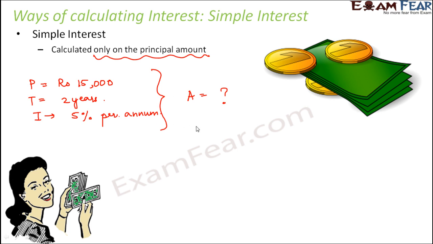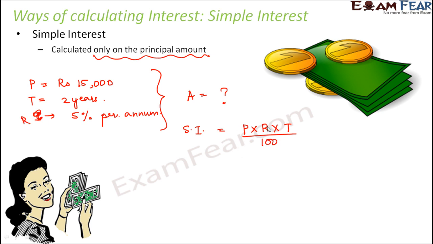In this case, first of all, we have to calculate the simple interest. Once we are able to calculate the simple interest, then we can find out the amount, because amount is equal to principal amount plus simple interest. So how do we calculate simple interest? It is equal to principal amount into rate of interest into time period divided by 100. How do we get this? This is basically the rate of interest, which let me denote by R. That will make it easy.